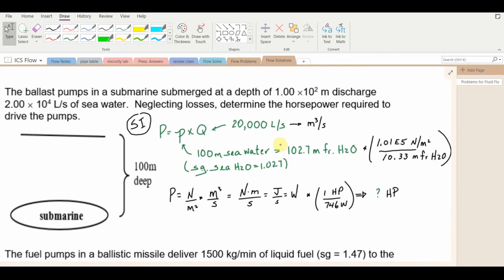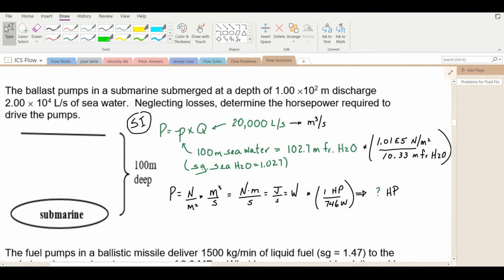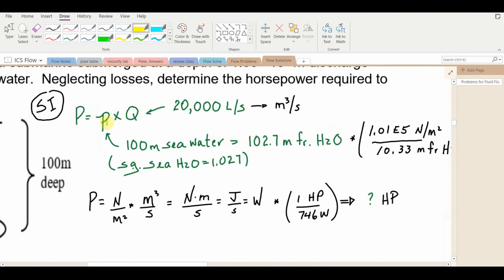So you'd set it up like this. Looks like we're going to work in the SI system. So power is pressure times flow. We're given the flow is 20,000 liters per second. In the SI system, we want to convert that to cubic meters per second. And then the pressure that the pump has to develop is the 100 meters of seawater.